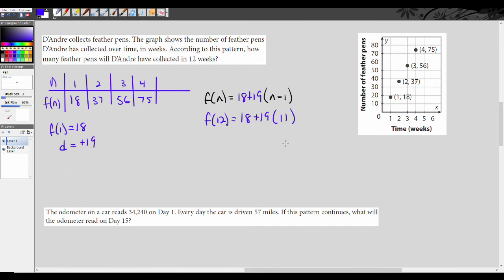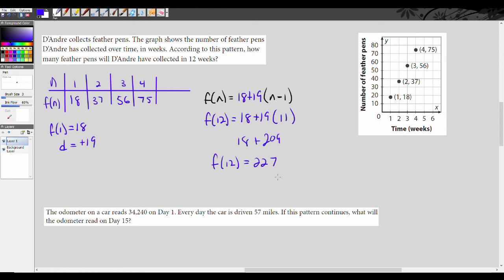Okay, so then we work this out. And we have 19 times 11, that's 209. Plus 18, that's 227. So f of 12 equals 227. So again, what does that mean? That means after 12 weeks of collecting feather pens, DeAndre should have 227 feather pens.